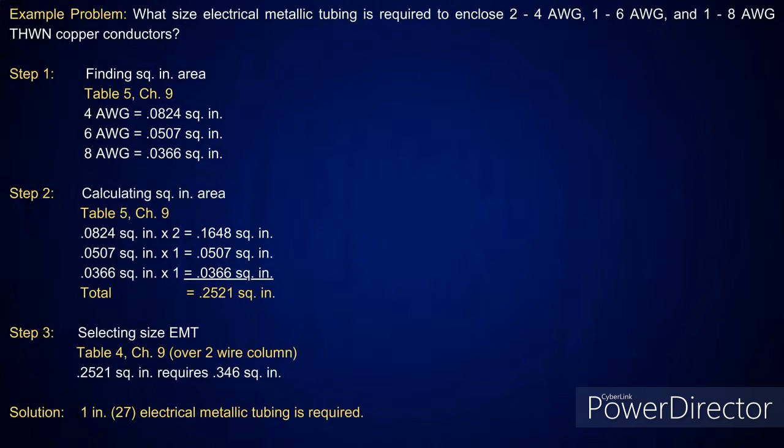Now, once you get that, you've got all your square inch value here for your different size conductors. And then I'm going to go look at chapter 9, table 4, and you're going to look at the column where you have over 2 conductors there. Okay, so I'm going to come down to that column, find the next size that is above that 0.2521 square inches, which is 0.346 square inches. Then I come across and look, and it tells you you're going to need a 1-inch EMT for that installation.